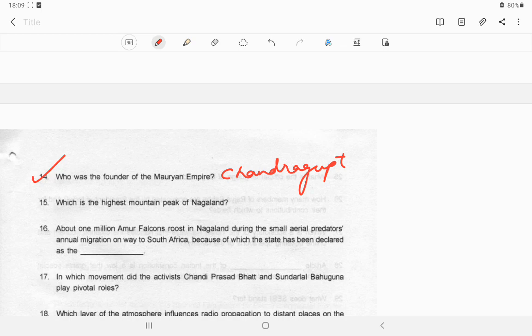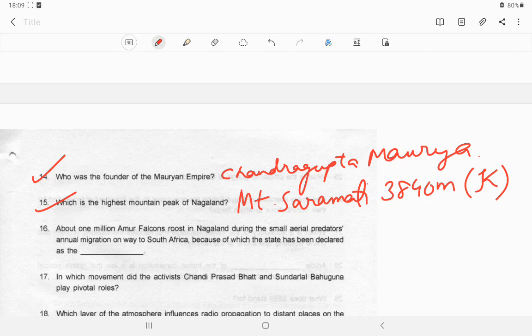Next, which is the highest peak of Nagaland? It is Mount Saramati. Mount Saramati is 3,840 meters above sea level and it is at Kiphire. About 1 million Amur Falcons roost in Nagaland during their annual migration. Nagaland was declared the Amur Falcon capital of the world.